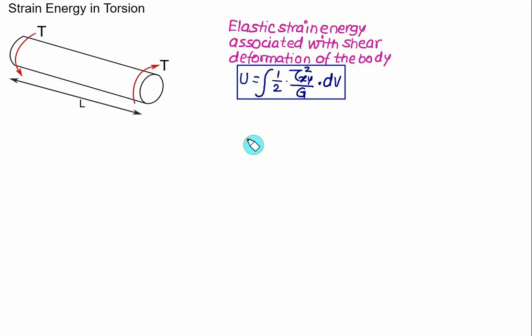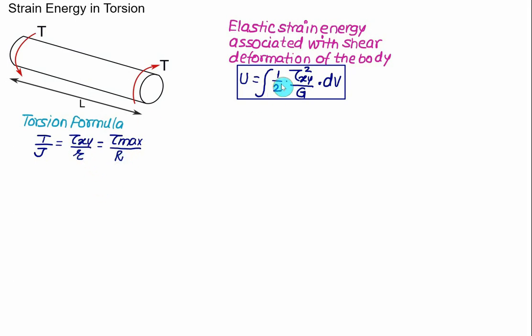we can calculate the strain energy in the case of torsion. We'll consider a shaft which is subjected to a twisting couple equal to T, and the length of the shaft is L. The diameter of the shaft is D, and we know the torsion formula: torque divided by polar moment of inertia J is equal to the shear stress at any radius, tau xy divided by the radius r, and is also equal to the maximum shear stress divided by the outer surface radius R in the case of a solid shaft.